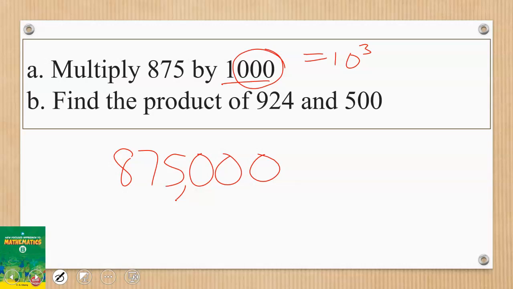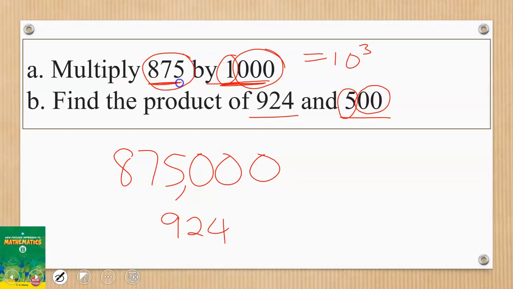Now what if I say find the product of 924 and 500? Again, all you need to do is to keep your 924 and ignore these zeros first, multiply by 5 and attach 2 zeros. What happened with the 1000 is that we multiplied the 875 by 1, which gives you the same number, and attached 3 zeros. So here too, when we multiply by 5, you attach 2 zeros to give you the answer. Now you also know how to multiply by 5 because we've done this trick in basic 7. All you need to do is to just divide this number by 2 and attach 0, and that will give you the answer.